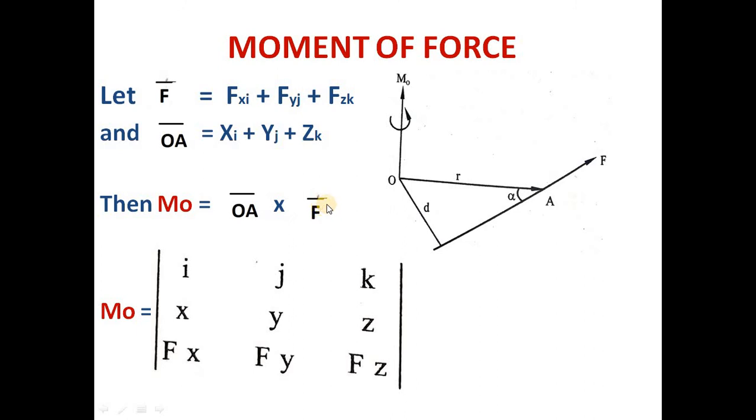This can be solved by using the determinant method. It is very simple. The first row is i j k, the unit vectors i, j, k. The second row is concerned with the distance, the coefficients of this: x coefficient of i, y coefficient of j, z coefficient of k, that are taken here. Then the last line, take the coefficients of the force: the coefficient of i is Fx, of j is Fy, of k is Fz. Then it is solved by the determinant method. On calculation you will get the value of the moment. This can be further explained with the help of a problem.